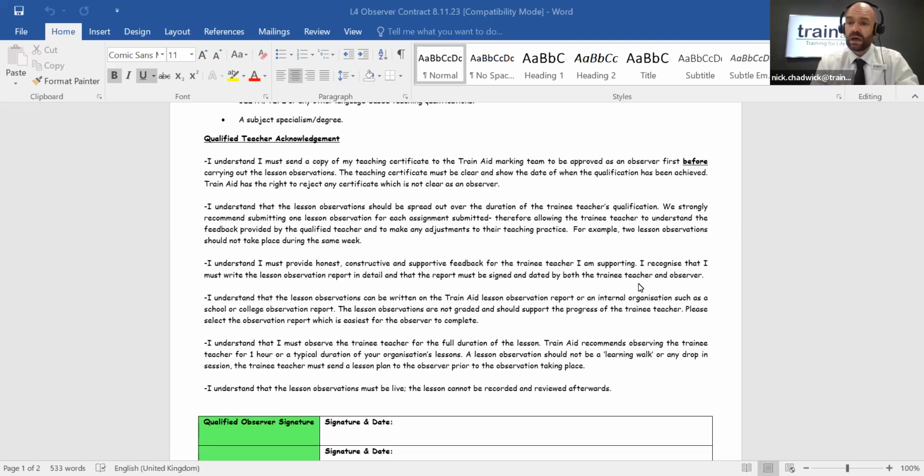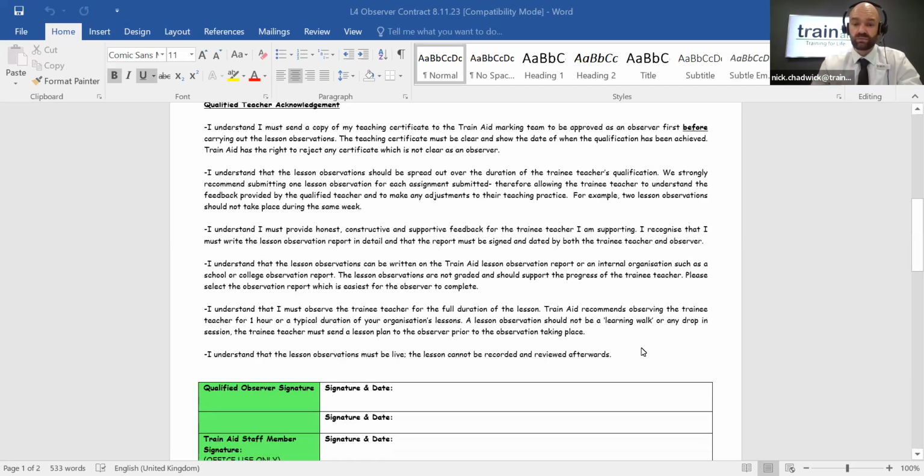Please also complete the lesson observation that you are more familiar with. So in regards to the lesson observation form, you can of course use the TrainAid template, or your own school's or college's, your own organization's lesson observation form as well. Okay, that's not a problem at all.